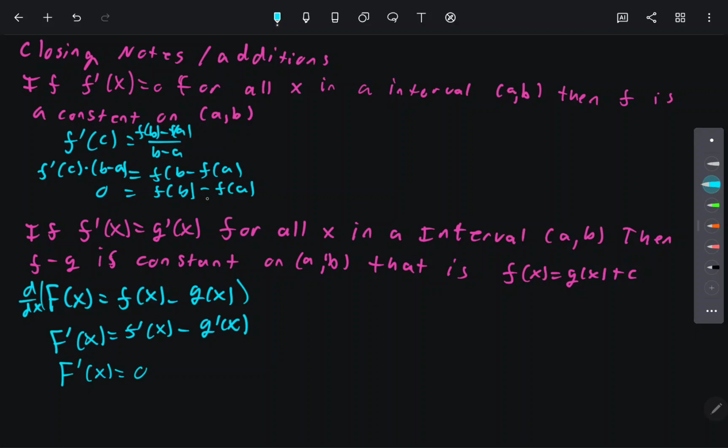And because of this, because we know that F prime of x is equal to 0 for all x on an interval, which is true down here, f minus g of x must be a constant. So thus, that means that they are the same function, just shifted up or down.